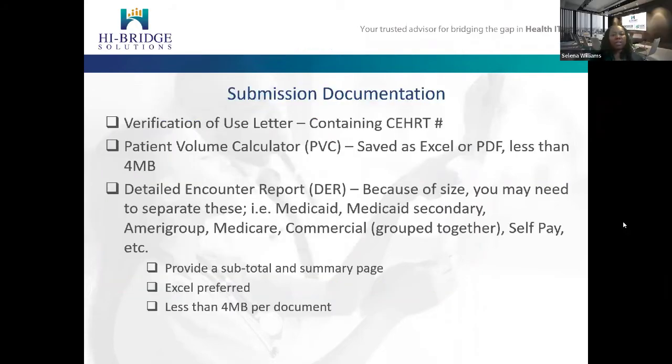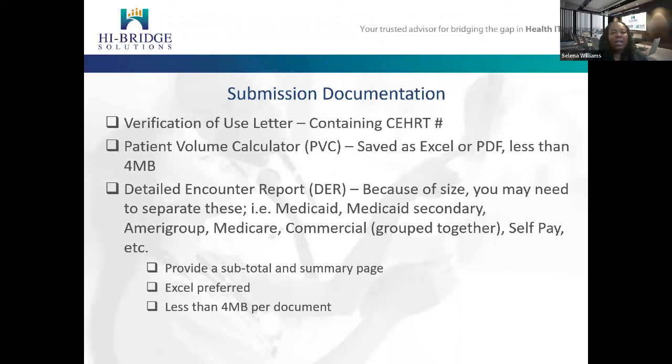Okay, so let's go over the submission documentation requirements. We want to make sure you have all your documentation when you're submitting your application. It is so important, I can't stress this enough, because the program ends September 30th. That's it. I'm not sure how much time they will give you.